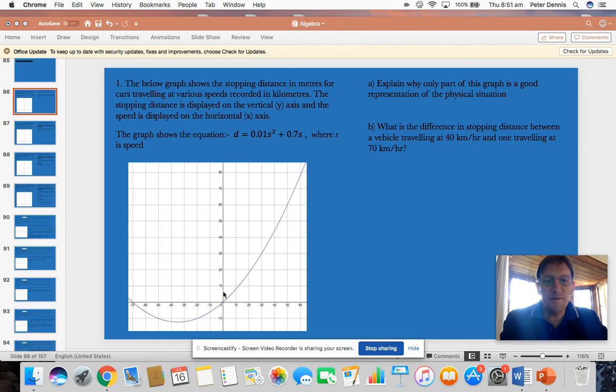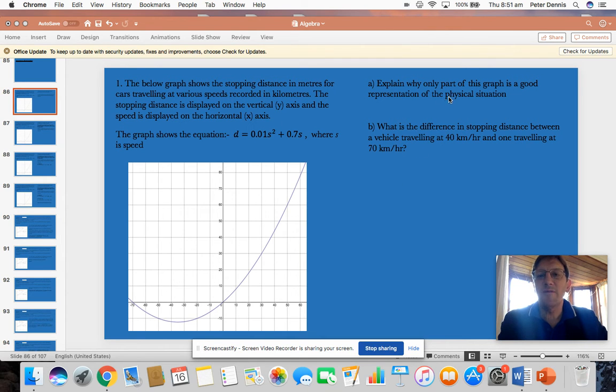The stopping distance is displayed on the vertical axis, and speed is on the horizontal. So if you're going 30 kilometers, it takes 30 meters to stop. If you're going 40 kilometers, it takes about 45 meters to stop.